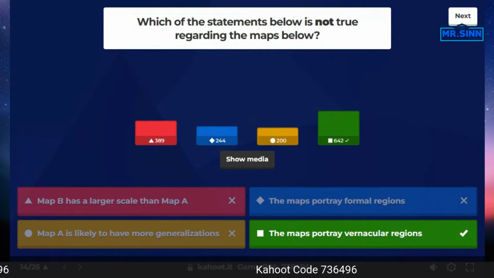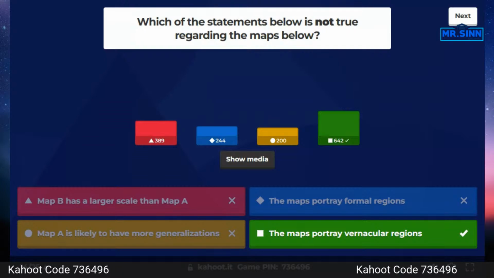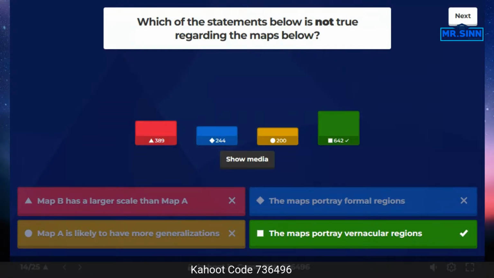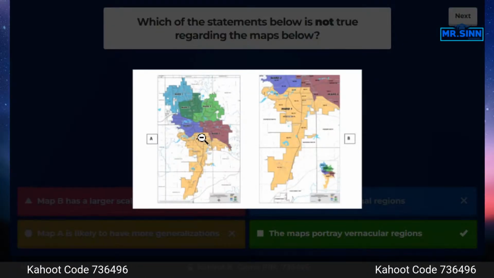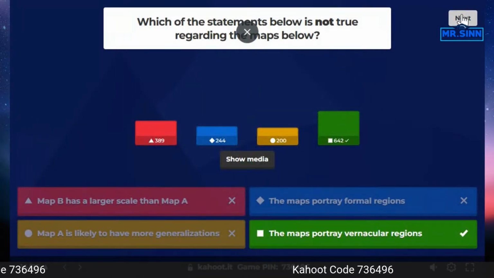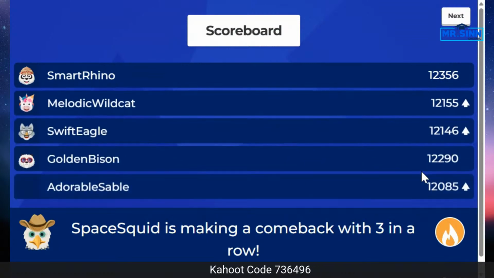Otherwise, the one about generalizations is also looking at scale. Generalization is always going to be greater when you're zoomed out more. That would be a factual statement, since map A is more zoomed out, so it will have more generalizations. So there we go. Smart Rhino hanging on at the top.